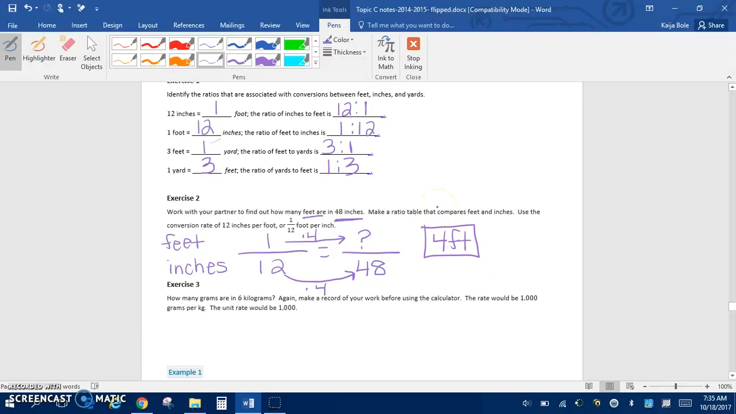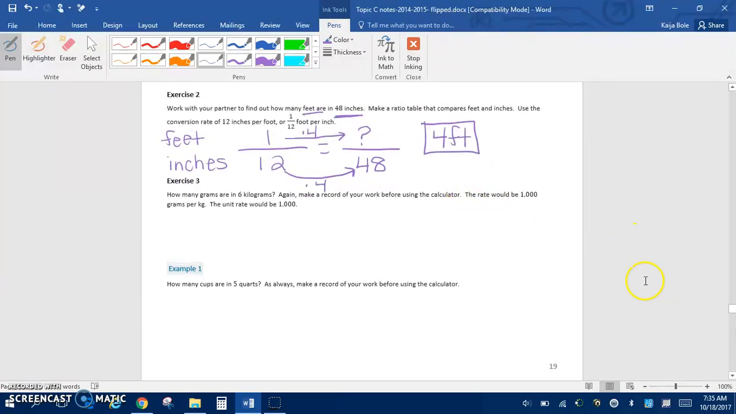Alright, exercise 3 says how many grams are in 6 kilograms. Okay, so we're doing grams to kilograms, so that's what our labels are going to be. For kilograms, I'm just going to use the abbreviation kg, and for grams, I'm just going to use g. Alright, and then we'll put in our blank standard algorithm first. So now, they say that the rate would be 1,000 grams per 1 kilogram. So in 1 kilogram, there are 1,000 grams, so we can fill that in. And they're asking us how many grams, so that's where the question mark goes, in 6 kilograms.